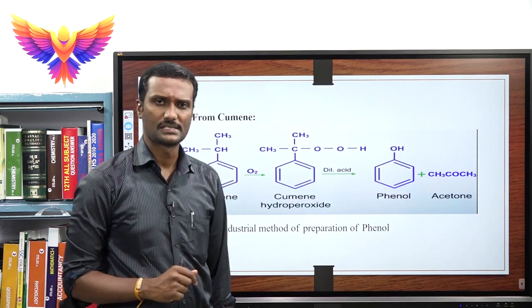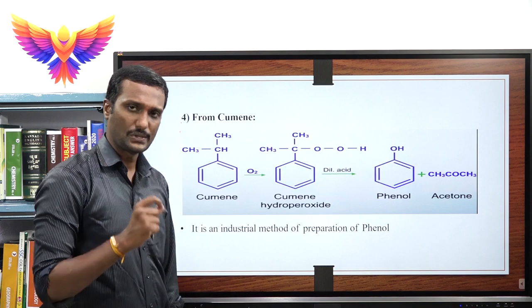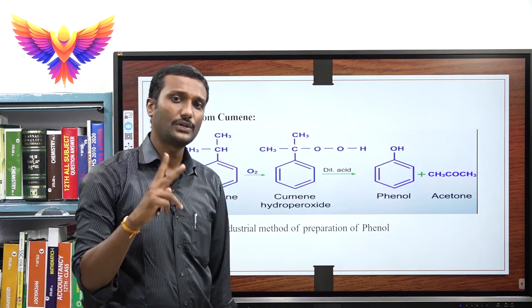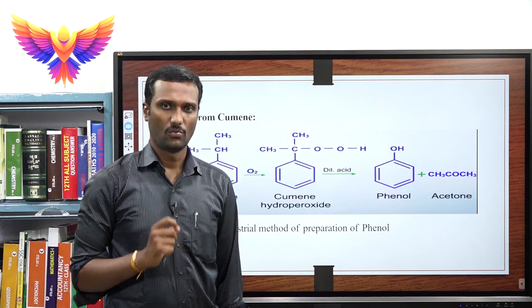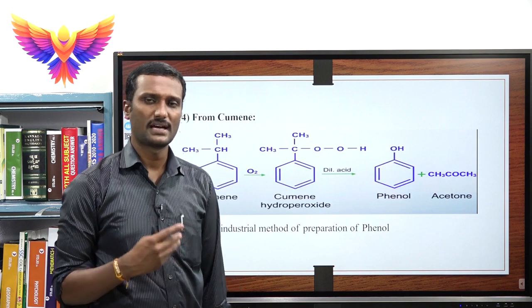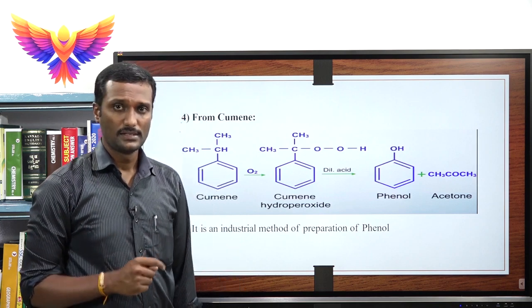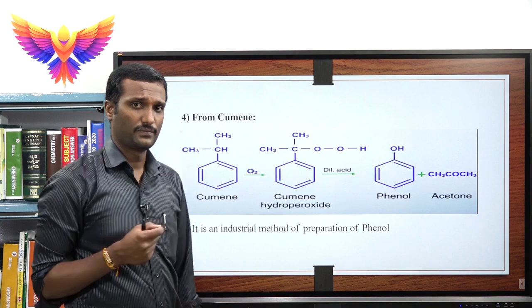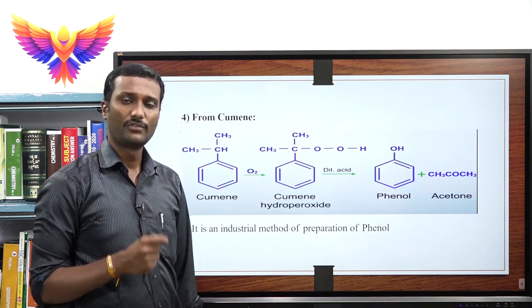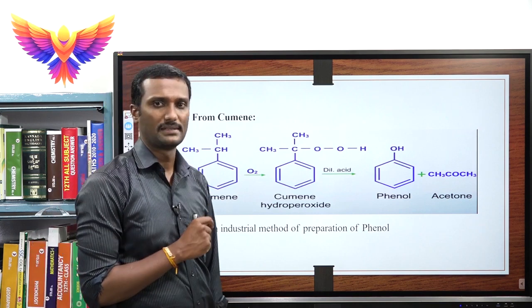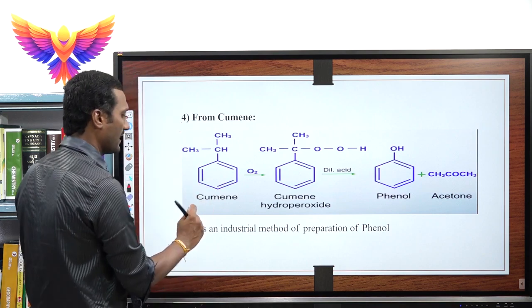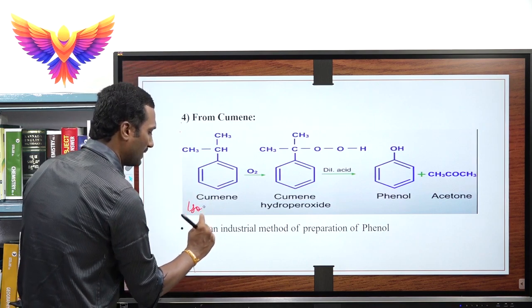From the Cumene process. The Cumene process is a process for the preparation of two products: one is phenol and the other is acetone. In this process, we take isopropyl benzene. Cumene is also called isopropyl benzene.